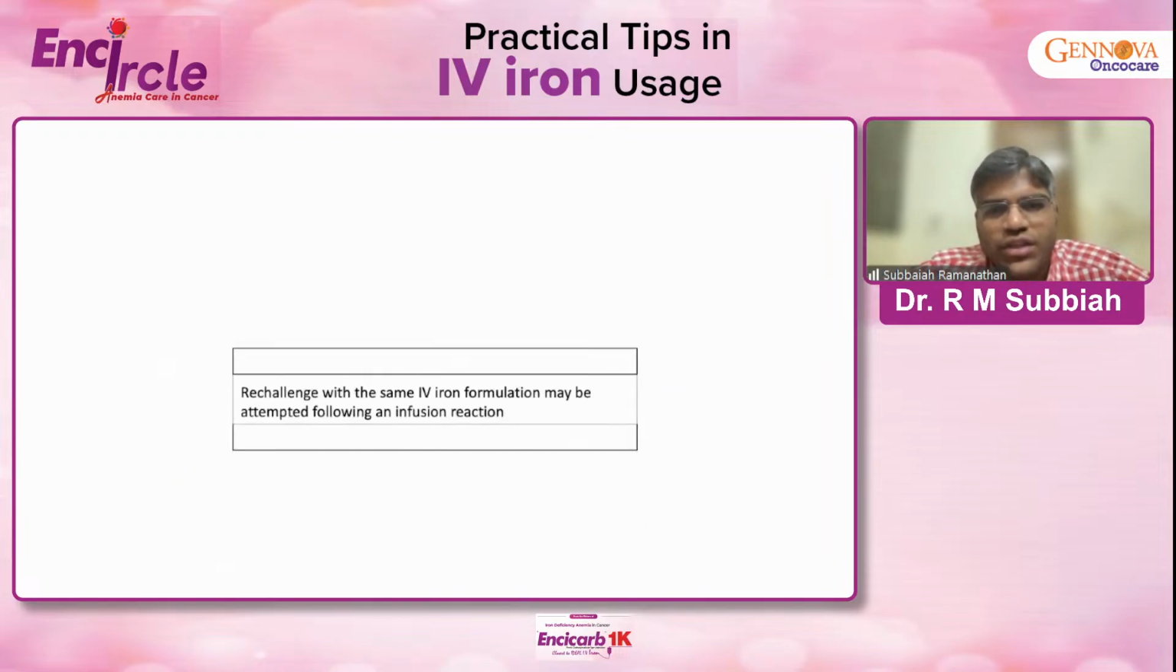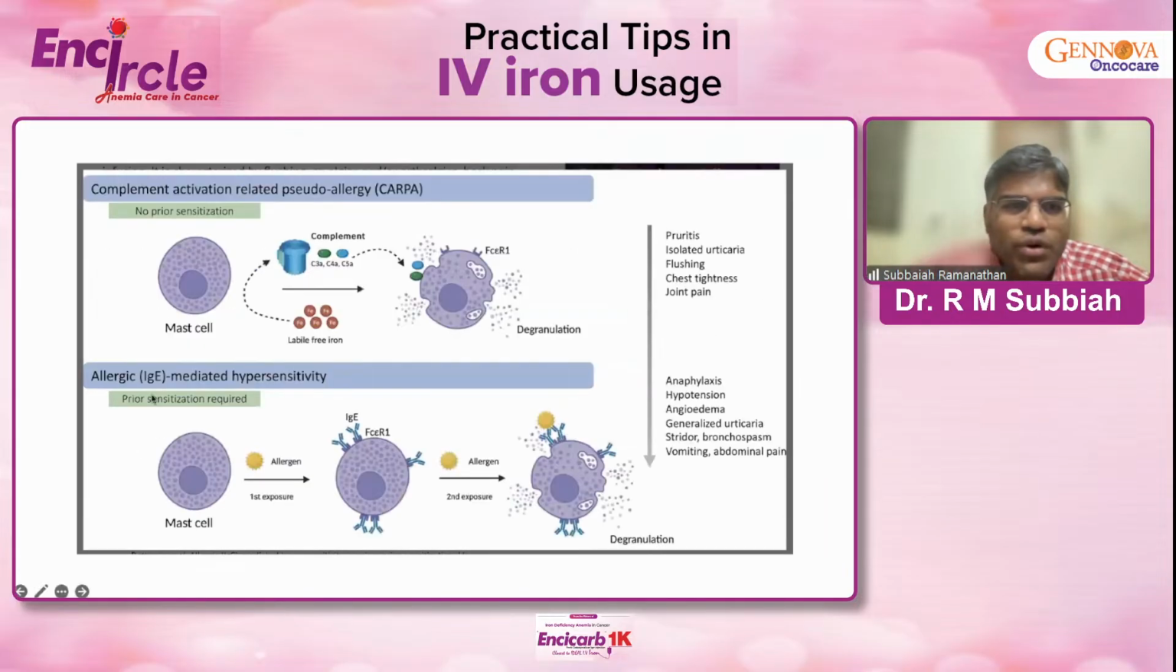And the reaction part, remember this reaction, is very important. Most often it's CARPA, it's not anaphylaxis. The patient may not be having hypotension or hypoxia, only pruritus, isolated urticaria, flushing, chest tightness, joint pain. It's not IgE mediated, so it settles on its own, or you can give some fluids there and then re-challenge always.